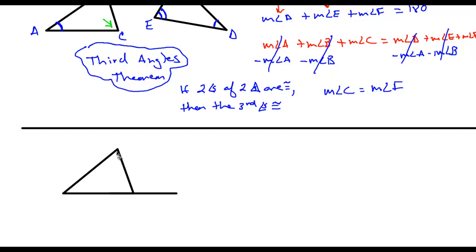Looks like a, I don't know, a triangle with a line sticking out of it, I guess. But I'm going to label these angles here. I'm going to have angle 1, 2, 3, and 4.